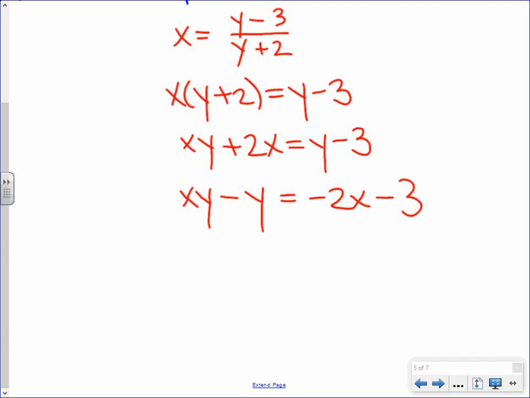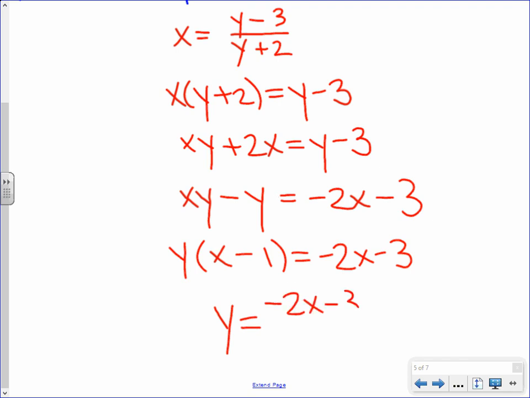Now, what can we do with the left side? We can factor out a y. So now it looks like there is only one y, which is why we did that. We put all the y's on one side, that way we can factor the y out, and now we only have one to solve for. So what's our last step? Divide over that x minus 1.